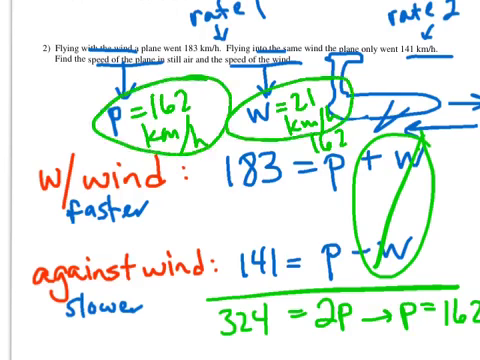Alright, now we're going to talk about a problem where you're given distance and time but not rate. So in this case, a plane traveled 580 miles to Ankara and back. That means 580 there, 580 back. The trip there was with the wind. So again, we're going to have with wind and against wind.